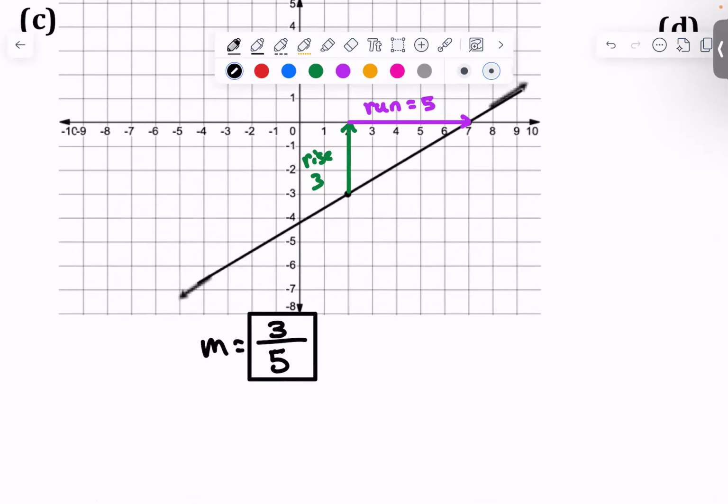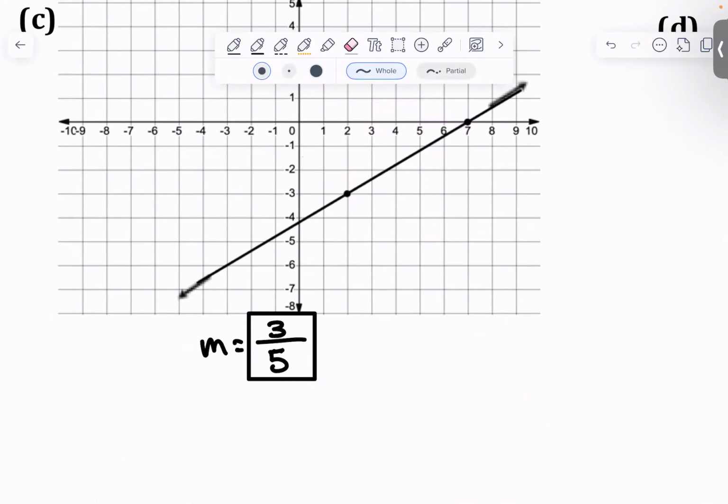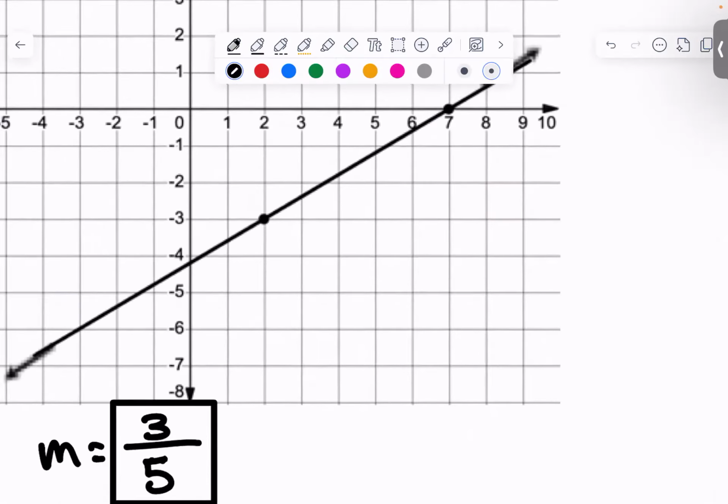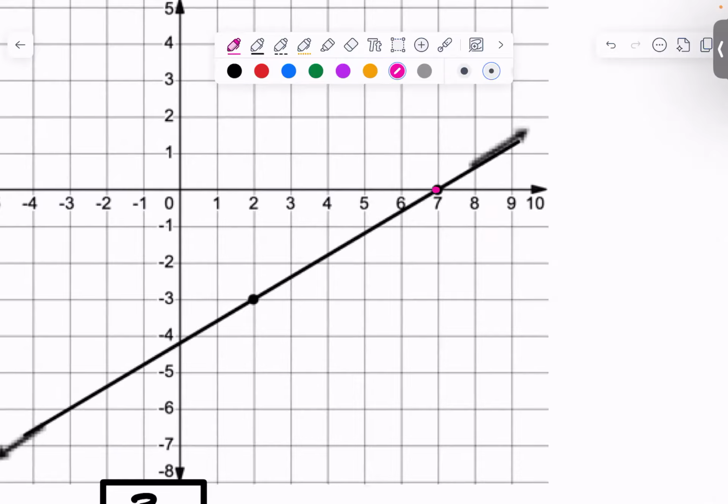Now, just because we did it that way, sometimes you don't have a point to the right, and you have to work left. So you don't need to draw this, but I want to show you the backwards direction. You start with the point at (7, 0). 1, 2, 3, 4, 5. We went left 5, so that's a run of negative 5. And we went down 3, a rise of -3. But it still ends up being the same number.